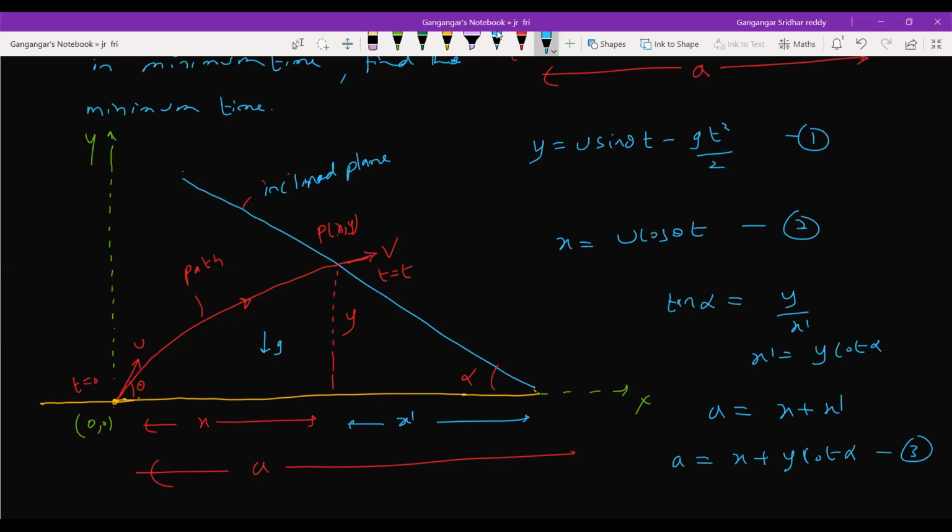What all is given for us? U, theta and a are given. The things we assumed are x, y and theta. So what shall I do? I'll substitute 1 and 2 in equation 3. Then x and y will get eliminated, and we end up with only time and theta. Now I'll differentiate that equation to get the required answer. I think equations 1, 2, 3 are the core idea. Once you get this, the rest you can manage.